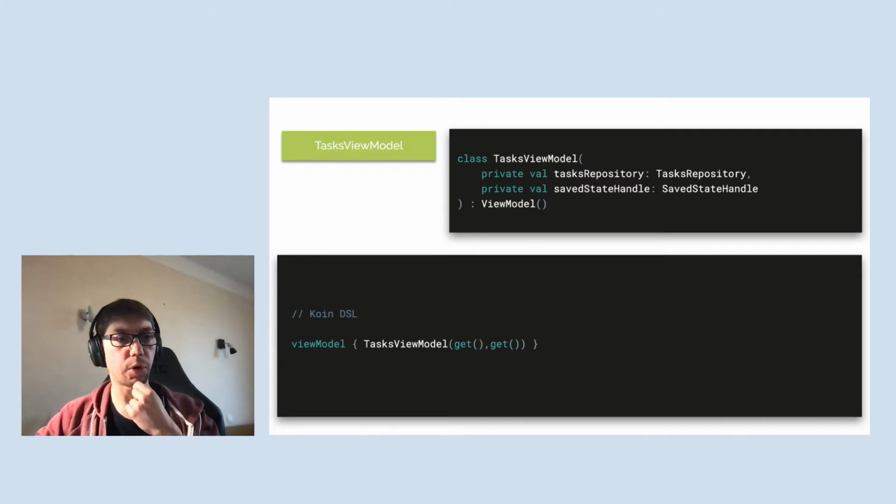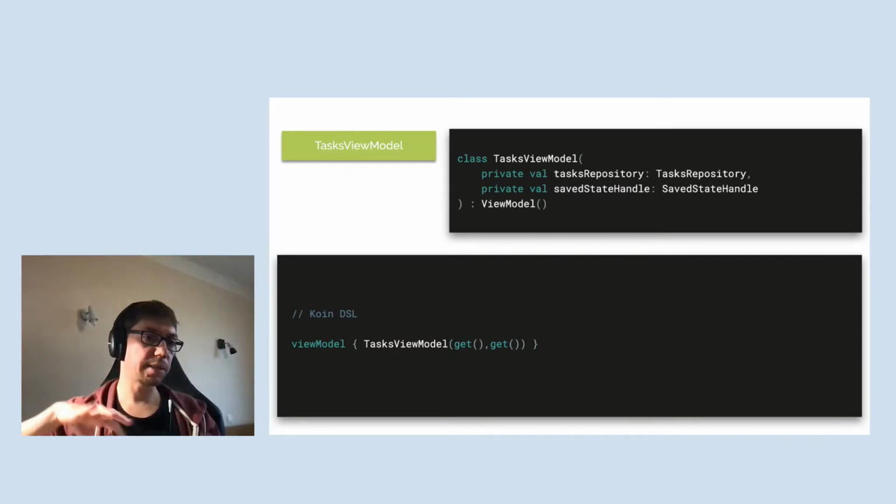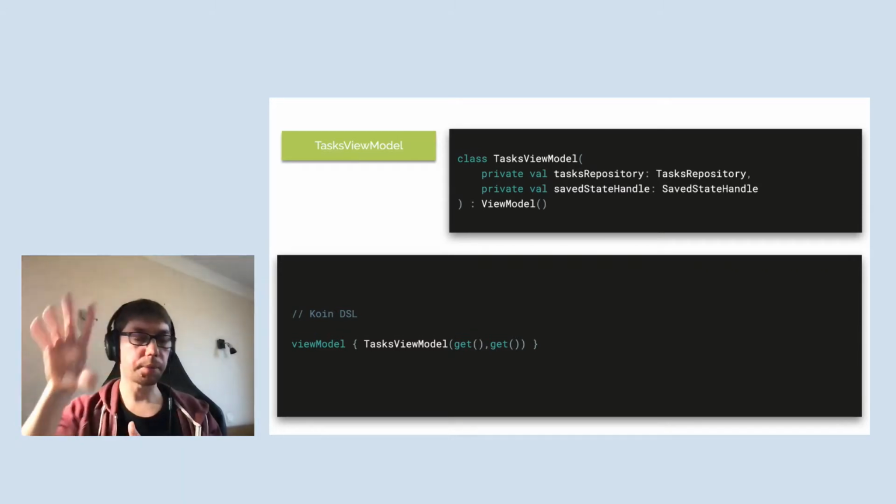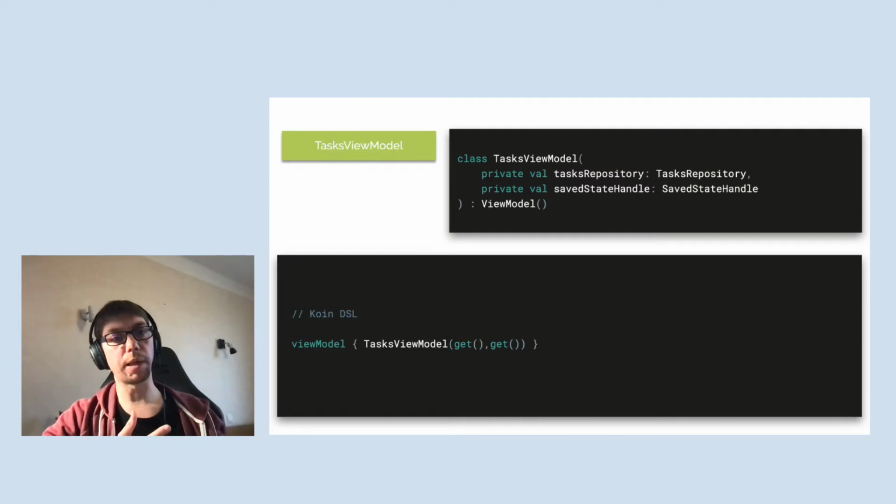And here in Koin, we have a special keyword, viewModel, to declare a ViewModel instance, because then this instance will be hooked up in the Android lifecycle, and Koin will create the instance, and your Android system will handle this instance for you. And the same as the other definitions, we are just calling our class here and putting the get function to resolve the dependency.